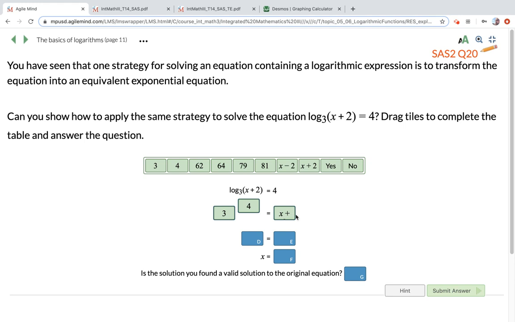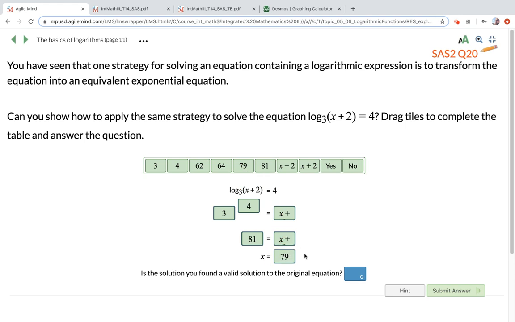And sorry, it keeps cutting off the 2. 3 to the 4th power, I have a calculator for that. That's 81. So I have 81 equals x plus 2. Need to get x alone, so let's subtract 2 from both sides. If I subtract 2 from both sides, 81 minus 2 gives me x equals 79.